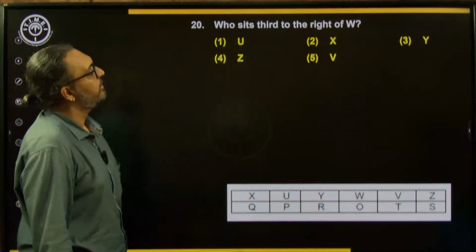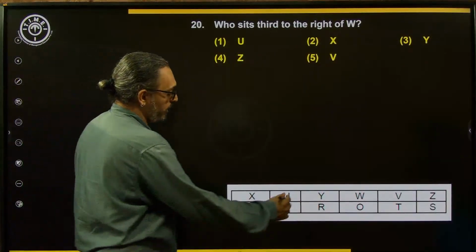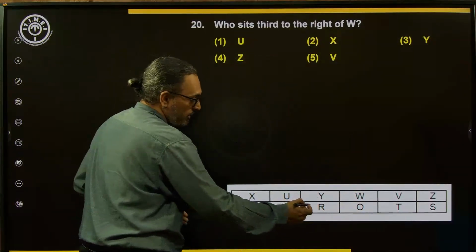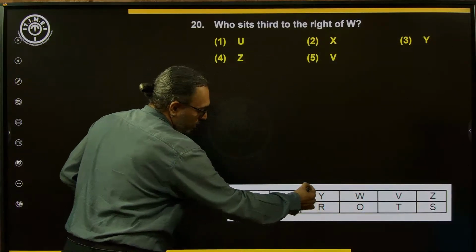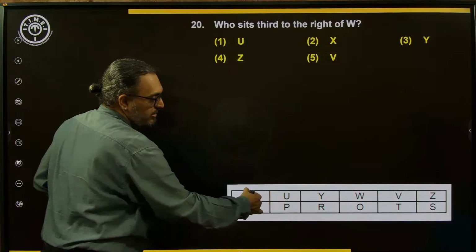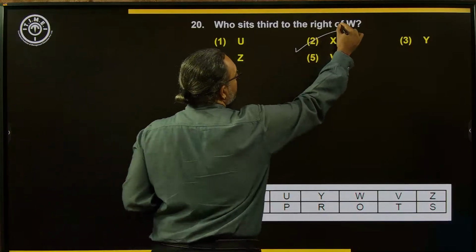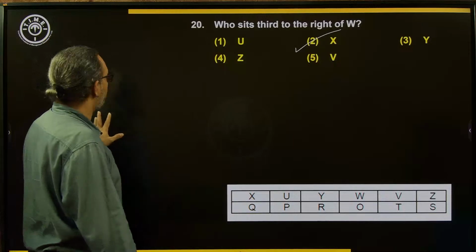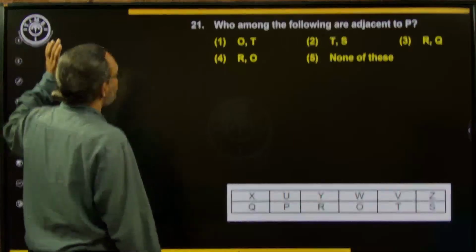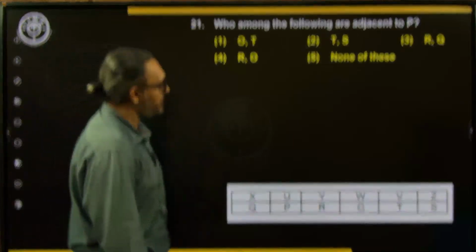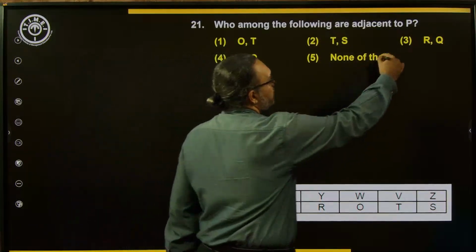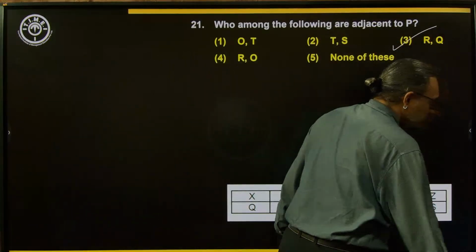Then who sits third to the right of W? Okay, now see W is here. For south facing, right is our left side. So first to the right is Y, second to the right is U, third to the right is X. So X is third to the right of W. Correct? Okay, next, who among the following are adjacent to P? Adjacent to P, you have Q and R, and that's available in third option, Q and R.